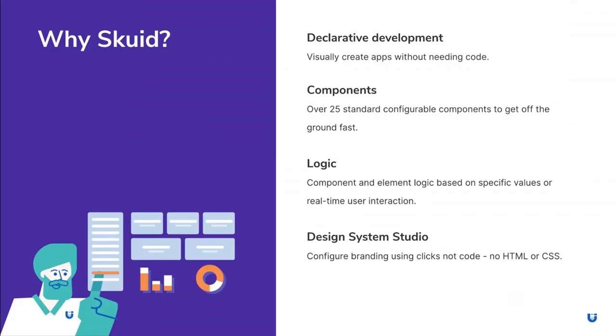Let's talk about that for a little bit. All right, what does that mean? In the Skuid world, it's declarative development. It is visually creating apps without needing code. If you want to, you can add it, but you don't need to. Having over 20 standard and configurable components to get off the ground fast, many of which Chris and Matt will take you through during the rest of this presentation. Logic, the component and element logic that is required to put that correct user experience together, and then a design environment that allows you to get pixel perfect without having to jump down to CSS.